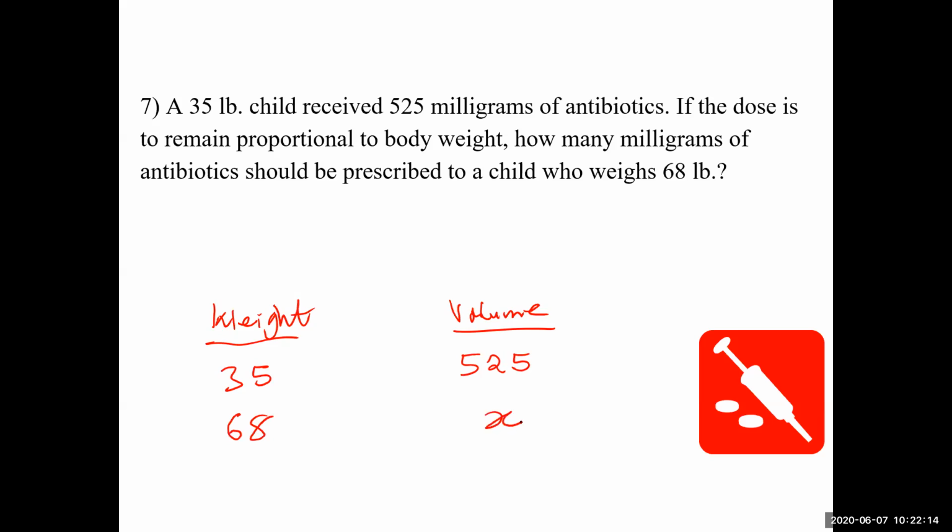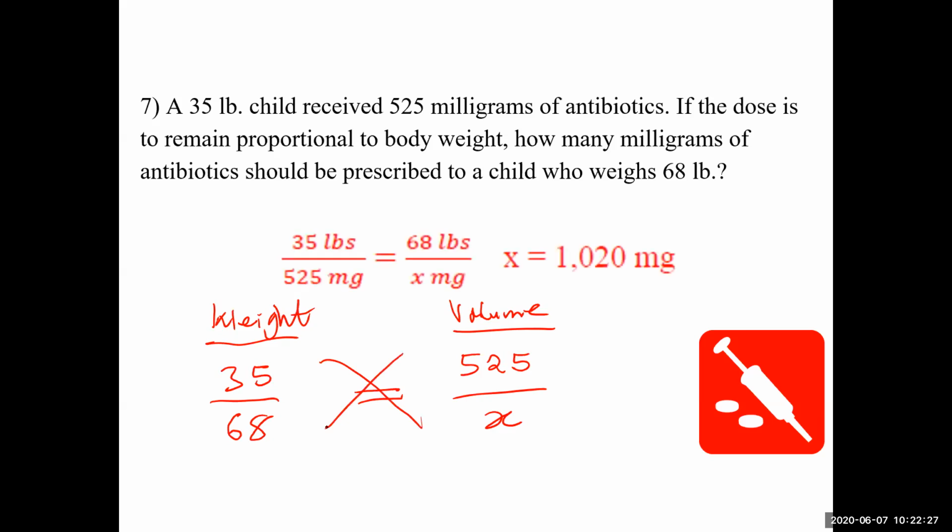All right, I have my proportion. Now I introduce a division sign, and then I introduce my equal sign. Okay. From here, I'll cross product and find my x. And that will come up pretty clean. Okay. So a child who is 68 pounds should be given 1020 milligrams of antibiotics. Is that okay? Good.